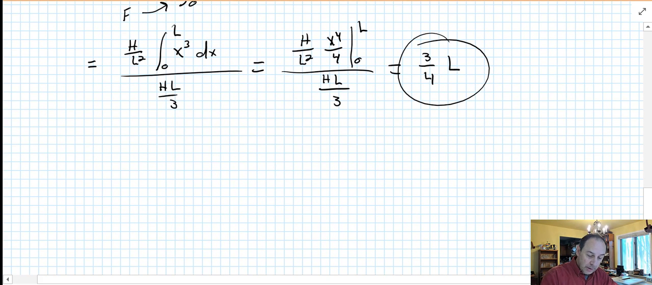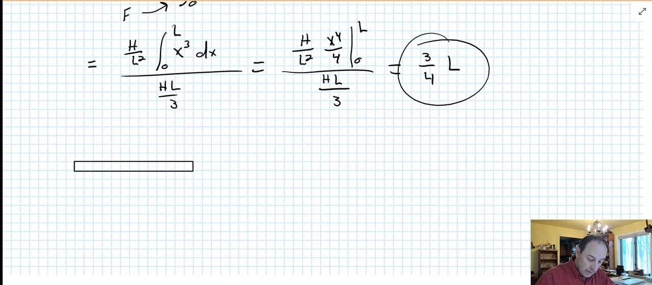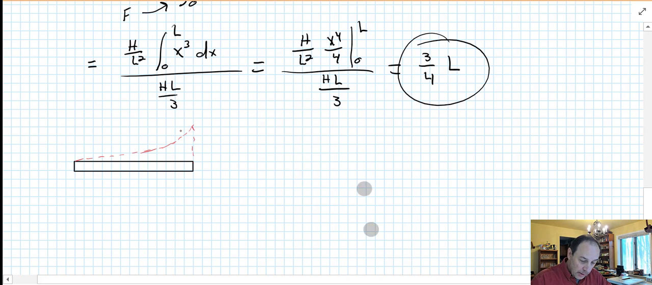So if we go back to our equivalent picture, I'll sketch back in there, F is here. The distance from A is 3/4 L.